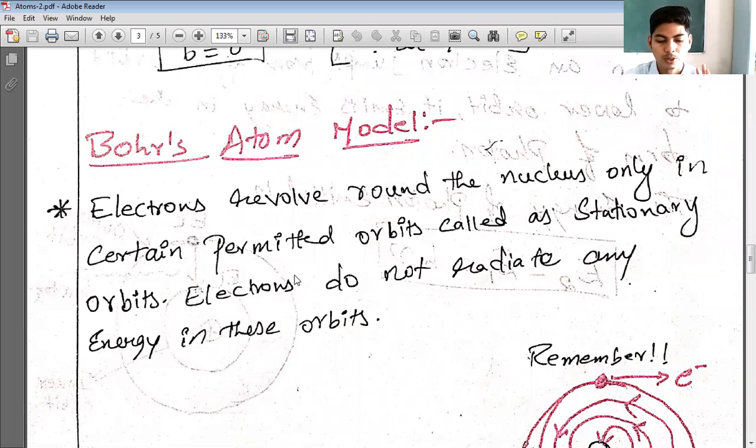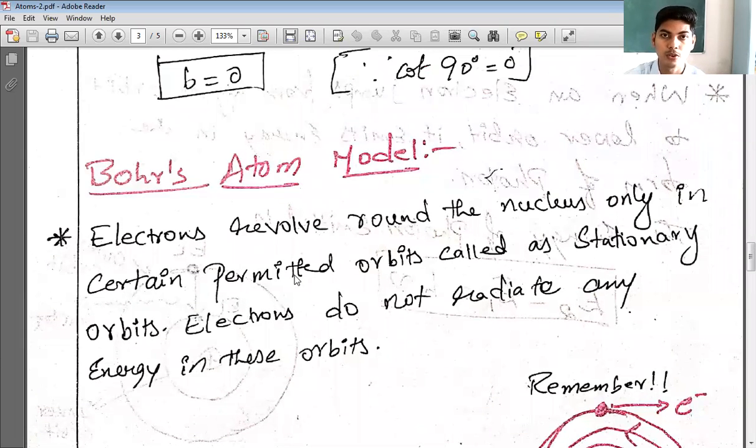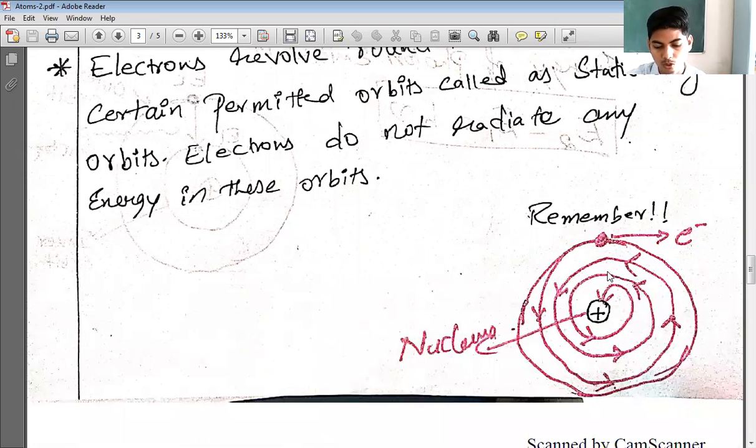If you look at Rutherford's atom model, Rutherford says an electron revolves around the nucleus in circular orbits. He says the electron revolves around the nucleus in all possible circular orbits. Rutherford says the electron can revolve in any circular orbit that is possible.